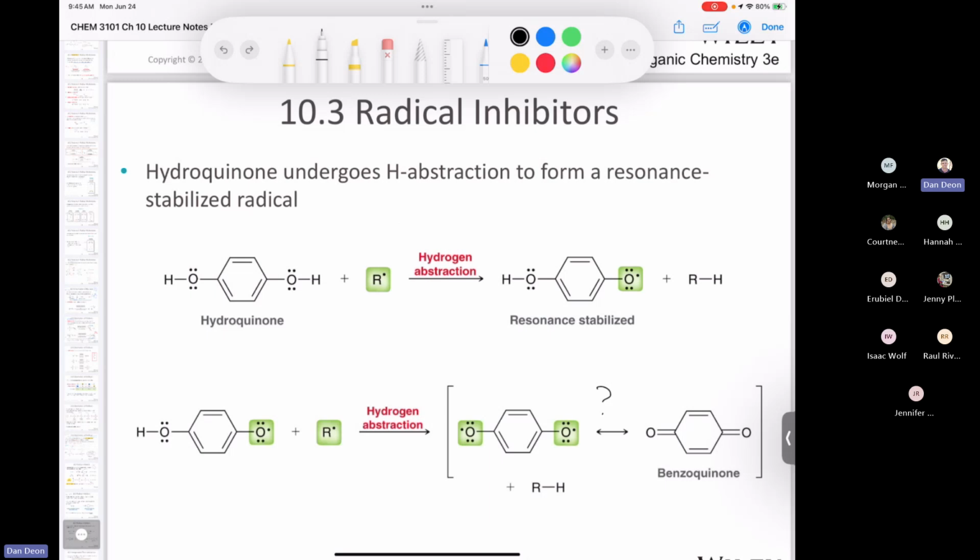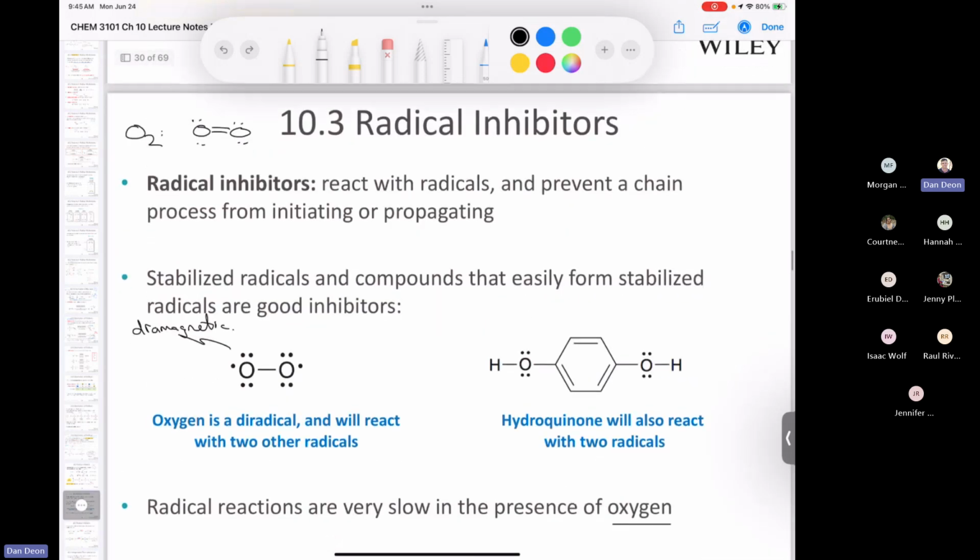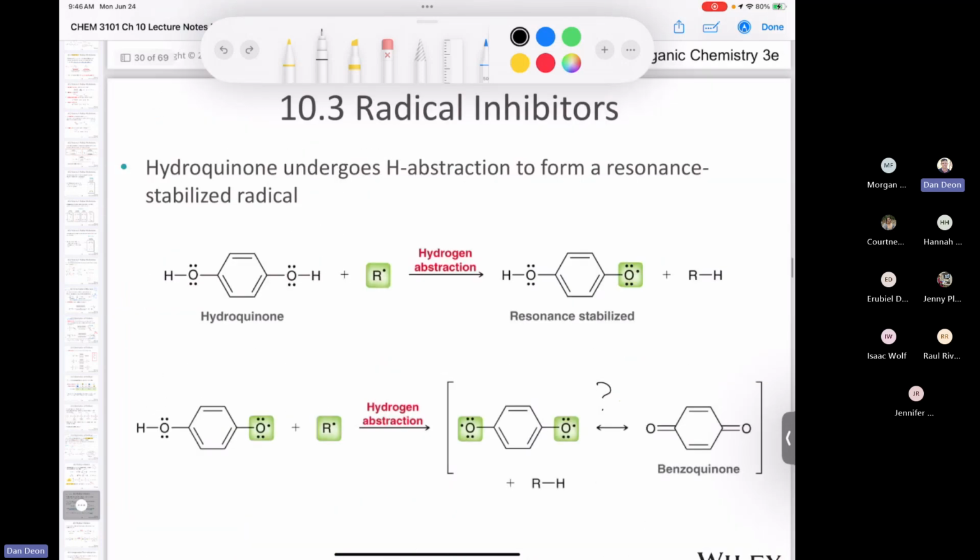Anyhow, so those would be examples of radical inhibitors. So if you want to destroy radicals, you would either put oxygen in your mixture or hydroquinone, one or the other. But if you want your radical reaction to occur, then you would avoid molecules like these. So I remember when I was a graduate student, I did some radical chemistry, and I had to be very scrupulous about the way I removed the oxygen from my solvent so it wouldn't ruin my entire reaction.